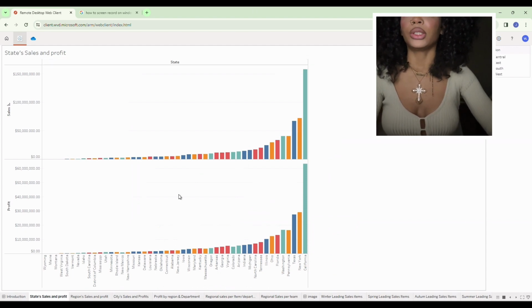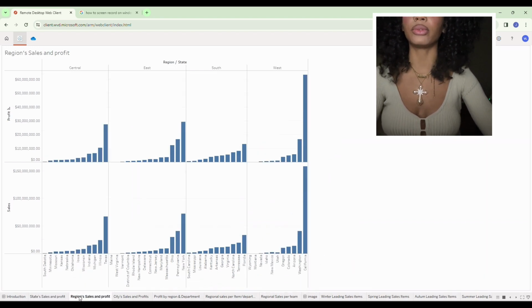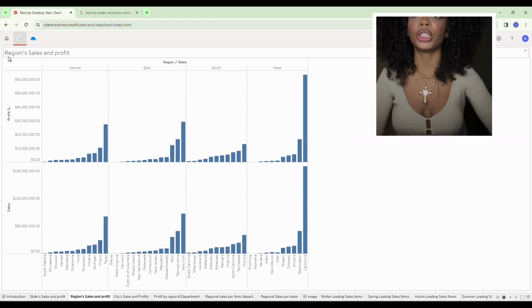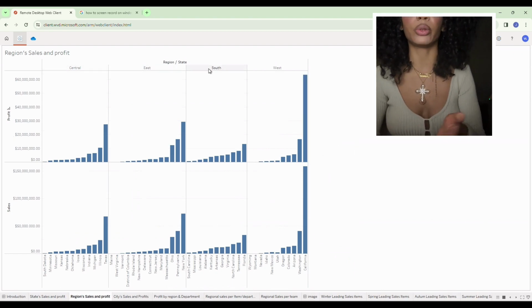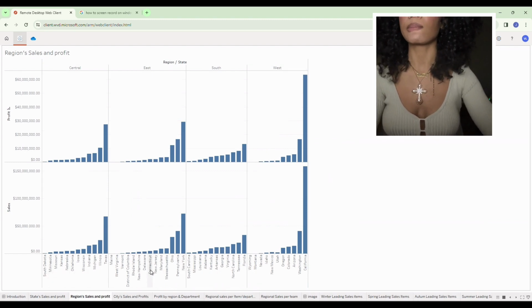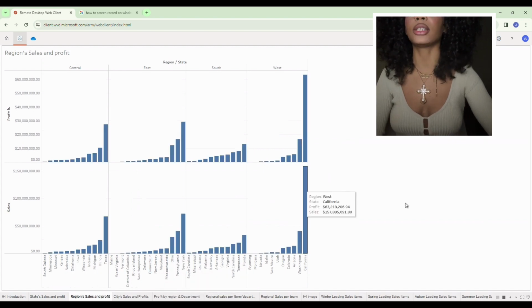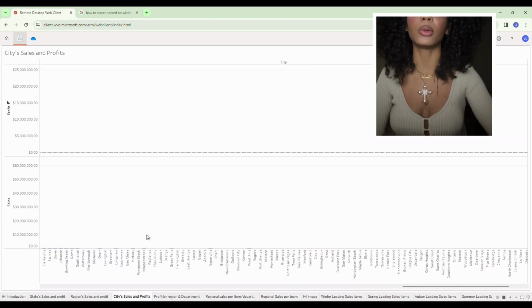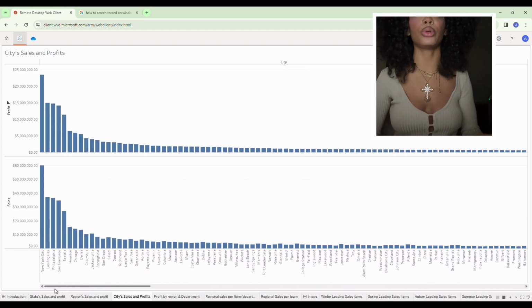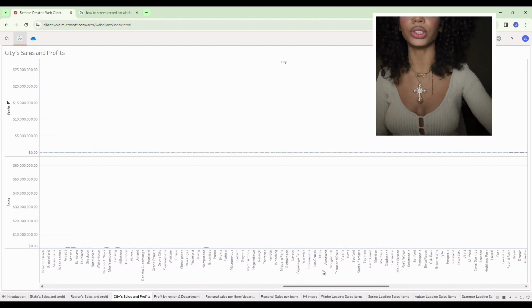For the next worksheet is regional sales. It's regional sales and profit, so it's divided up by each region and the states in the region. So it just gives a more detailed look about how well each region is performing. The next worksheet is city sales and profits. So just looking at which cities are doing the best, that also will help with analyzing just your overall performance, and it can help you pinpoint and create marketing strategies also.